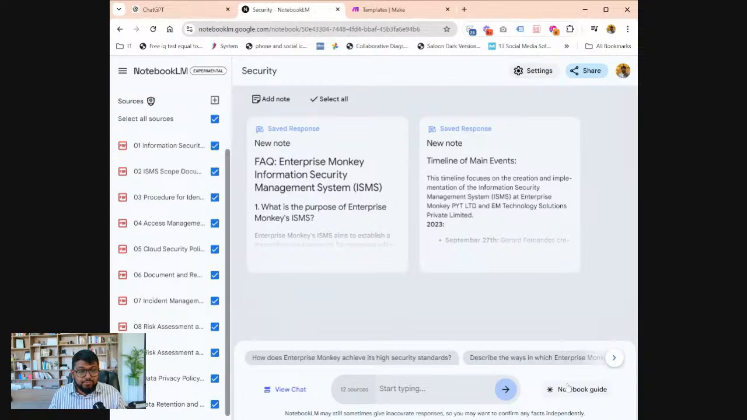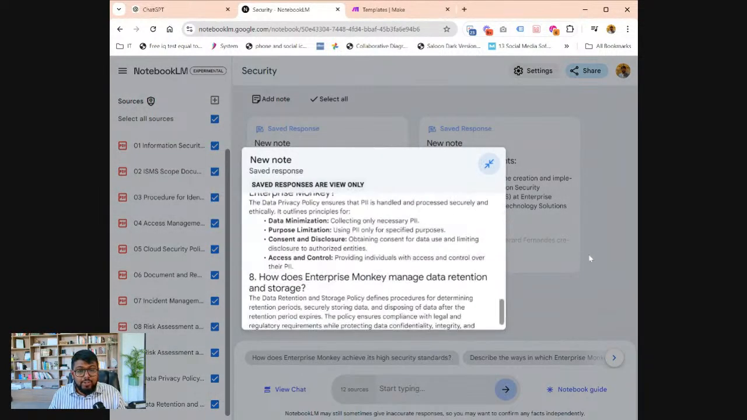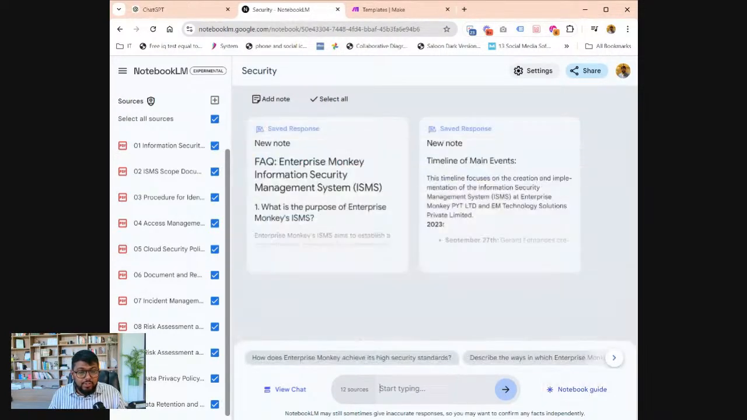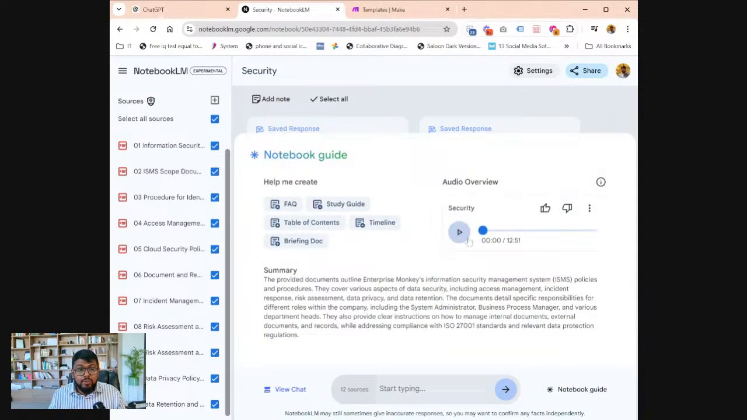Now you can create FAQs out of it, like the one that I have produced. You can create a timeline out of it, a briefing document. You can ask questions around it. You can say, okay, what does this look like? Describe how access management works, and so on. It is able to provide you that answer. But the way we produced that podcast was using this tool, which, if the podcast is not produced, says generate podcast, and then you are able to generate a podcast that looks at all of your documents and then provides you the content in a much more easily digestible format.